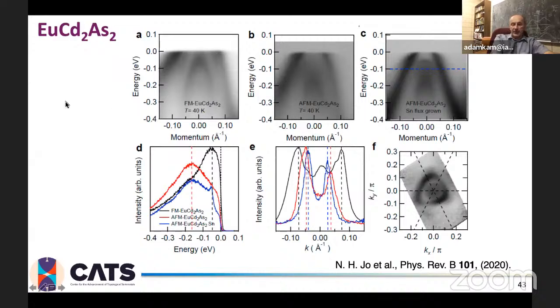ARPES revealed actually a pretty complex band structure. There are several bands present in the sample, and to our great surprise, it turns out that the ferromagnetic samples and antiferromagnetic samples do not differ a lot in terms of doping. There's a small difference, a shift of EF, and this is what seems to be enough to make the sample either ferromagnetic or antiferromagnetic.